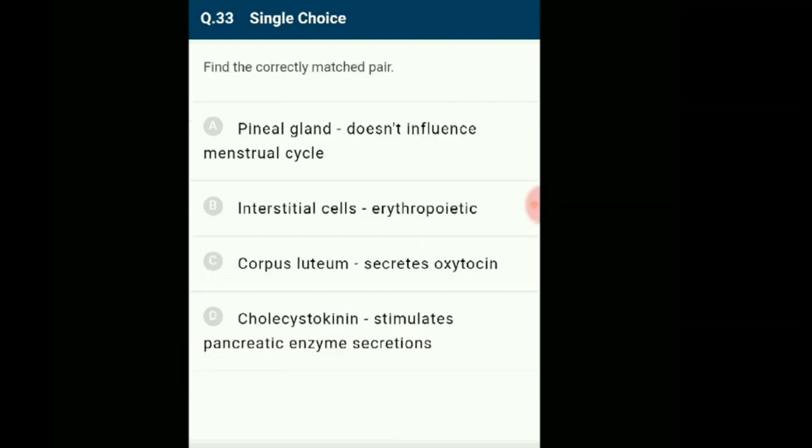Question number 33. Find the correctly matched pair. Cholecystokinin is generally called CCK, one of the four major peptide hormones secreted by endocrine cells present in different parts of the gastrointestinal tract, acting on both the pancreas and gallbladder. The CCK stimulates the pancreas and gallbladder to secrete pancreatic enzymes and bile juice respectively. So the answer is option D. Cholecystokinin stimulates pancreatic enzyme secretion. That is the correctly matched pair.